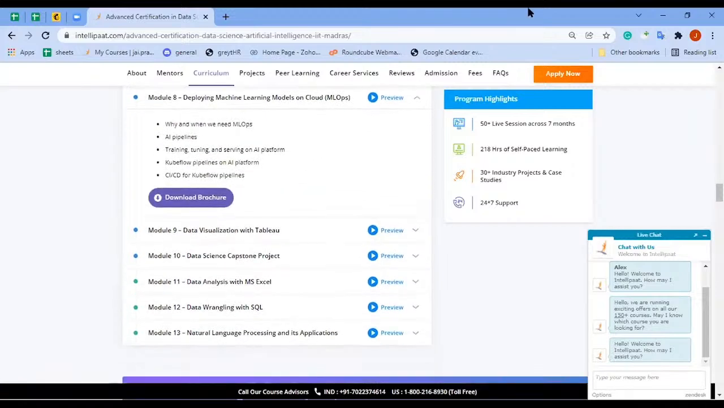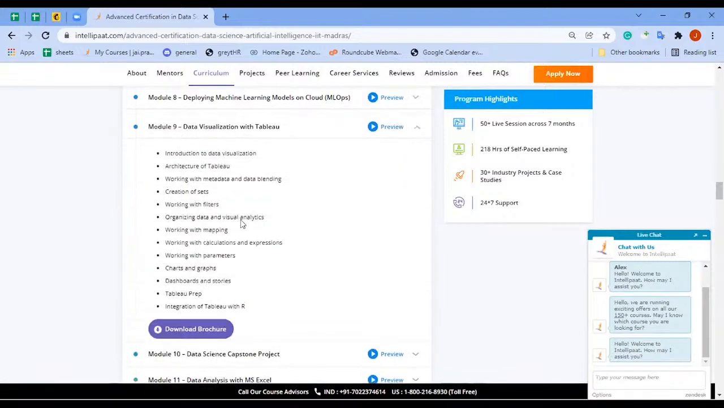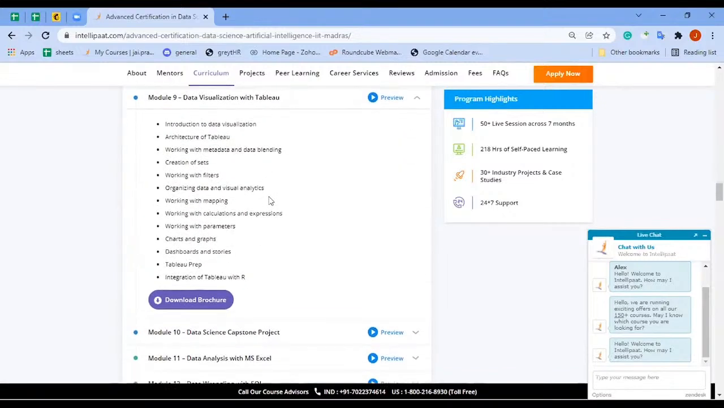Module number nine is data visualization with Tableau. This is nothing but Tableau Desktop 10. Now, Tableau is a business intelligence and reporting tool. And here, whatever analysis you do will be represented in graph or chart form. There will be dashboards, reports, etc. So Tableau is the number one reporting tool in the market as per Gartner's report.